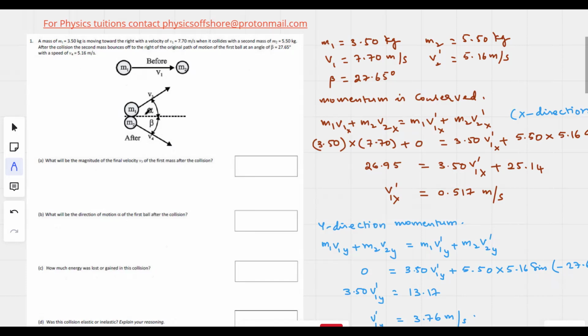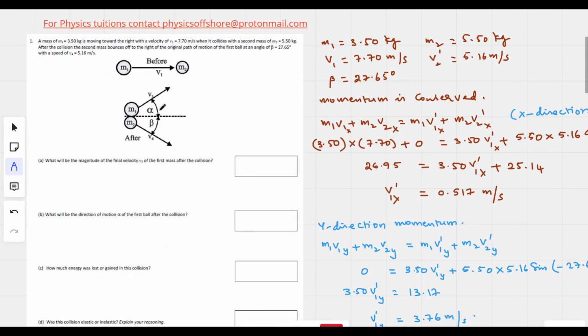And we have to find out what will be the velocities of these two balls or the masses. The masses are different and the initial velocities are different. That means the first ball is moving with a velocity and the second ball is at rest. After the collision, both the balls are moving in two different directions with two different velocities. And we have to find out whether the collision is elastic or inelastic. Moreover, we have to find out the final velocity of the first ball and also the direction.